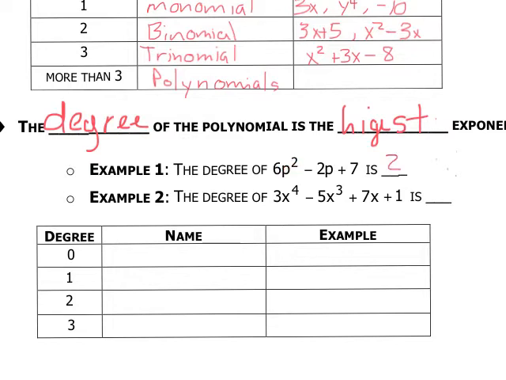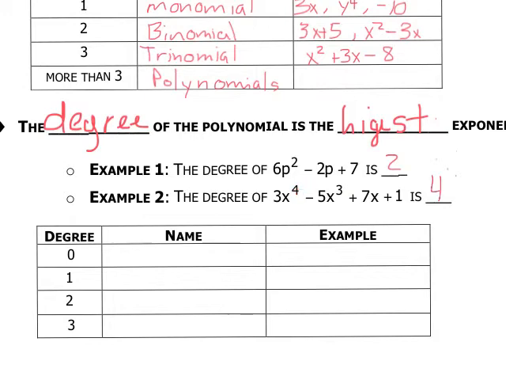On the second example, 3x to the 4th minus 5x to the 3rd plus 7x plus 1. 7x has a degree of 1, right, because there's an imaginary 1 there. Just a number back here would have a degree of 0 because there are no variables with it. So I can see my highest exponent here is 4, so the degree would be 4.